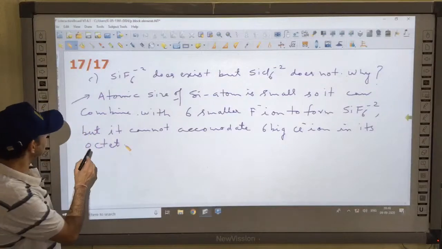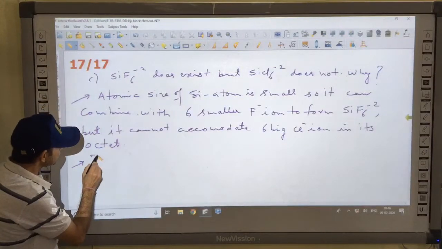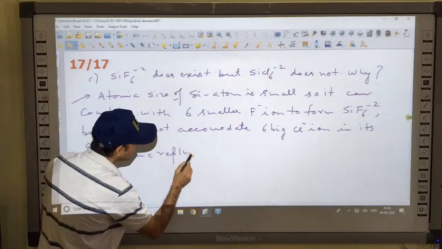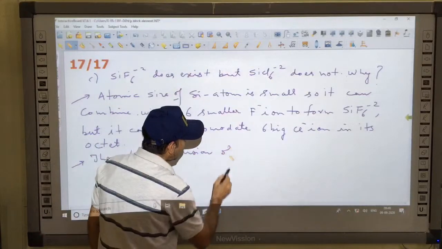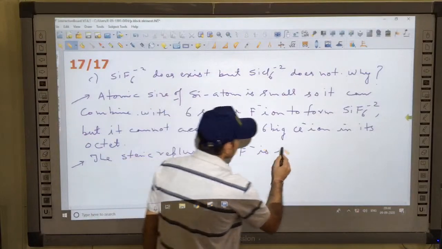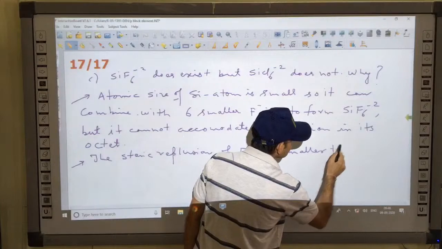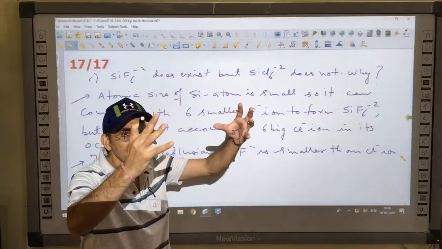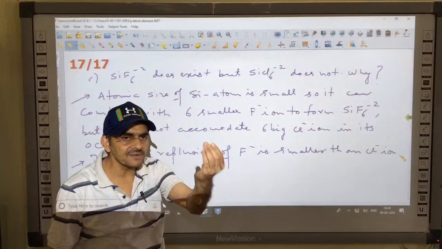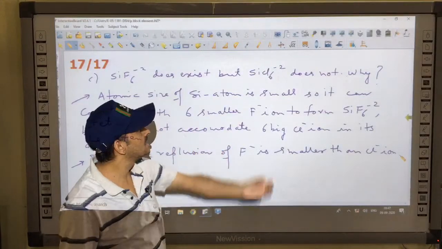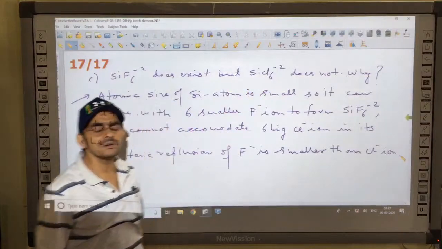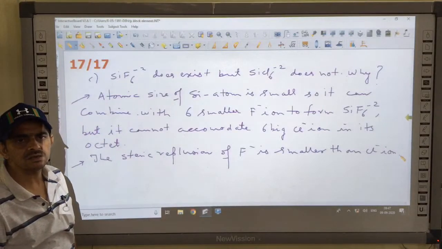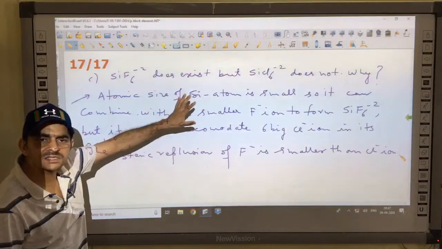Understood? One reason is this, or we can write another reason: the steric repulsion of F negative ions is smaller than that of Cl negative ions. Cl negative ions are bigger in size, so they will repel each other. F negative is smaller in size, so steric repulsion will be minimized. So this compound is stable and that compound does not exist, or is unstable. Clear? Understood? You should not have any doubt in this halogen portion.